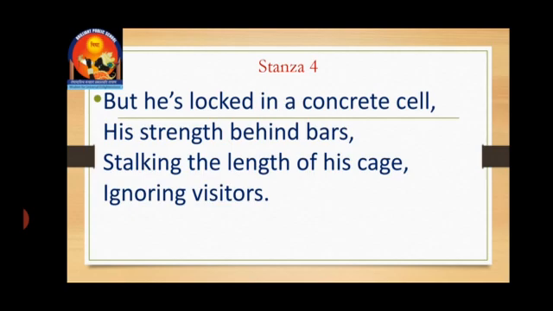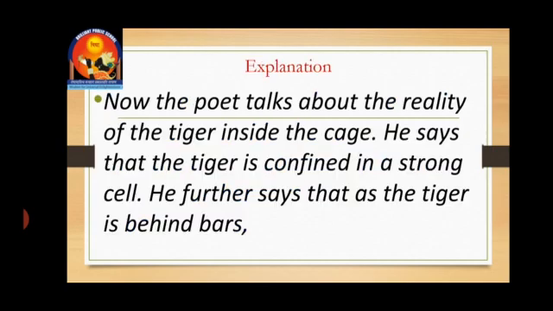Now we move on to stanza 4. But he is locked in a concrete cell, his strength behind bars, stalking the length of his cage, ignoring visitors. Once again, the poet talks about the tiger who is locked inside the cage. And now he says that the tiger is inside the cage and is confined inside that strong cell, inside that strong cage. He cannot do anything about it.